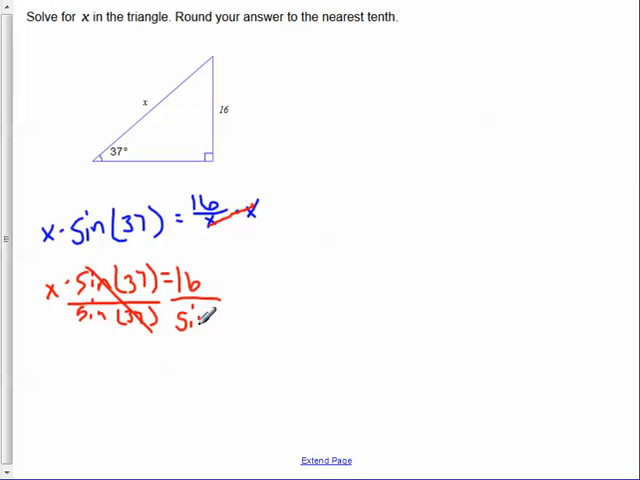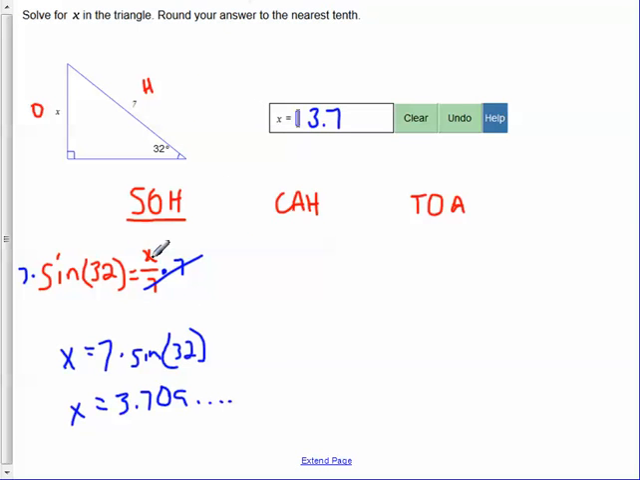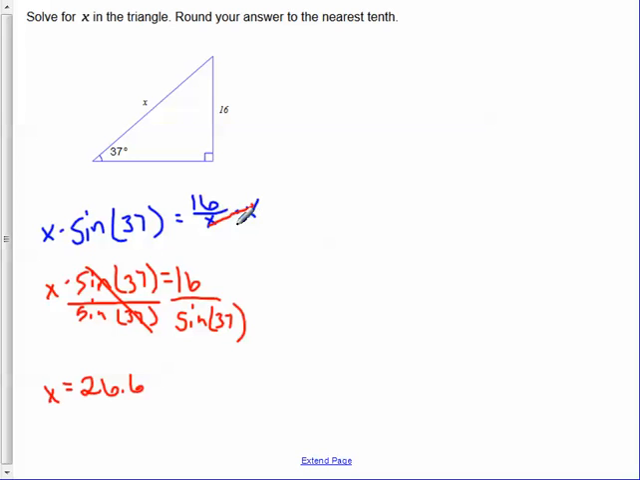When we do that, those two cancel out, and then we just punch this into the calculator. We take 16 divided by the sine of 37, and this time x would be 26.6 if we round it. You put this in exactly as it looks in the calculator: 16 divided by sine of 37, and 37 goes in the parentheses. So you'll have two different cases: where x is in the numerator, like we had previously, and where x is in the denominator. Either way, we should be able to solve ones like this.